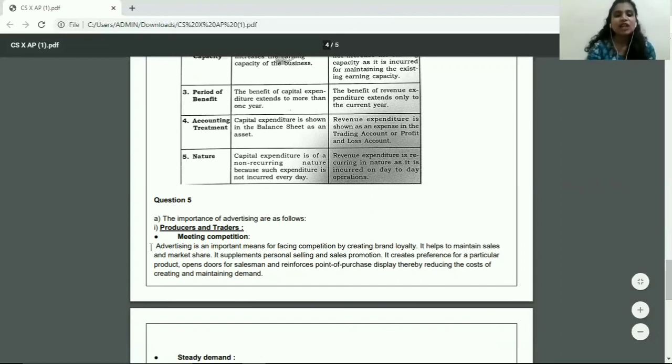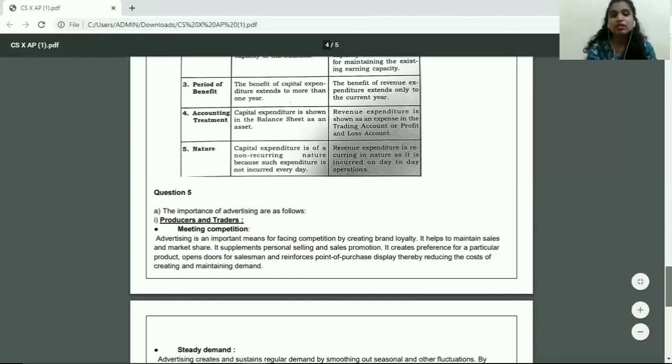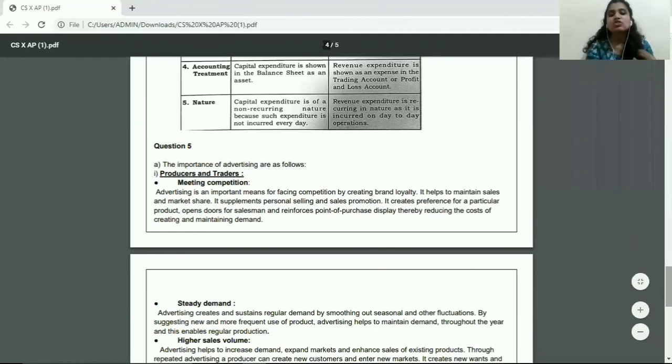So we start with producers and traders, neatly underline them, number them, and under that, whatever points are there, create head points, underline that head point, or at least write it in good handwriting so that it stands out that it is one of the points under the importance of advertising to traders and producers. So it helps the producers and traders in meeting competition. Now, how does it help them in meeting competition? Explain it. Then the second point, steady demand, explain it. Higher sales volume, again, explain that point.